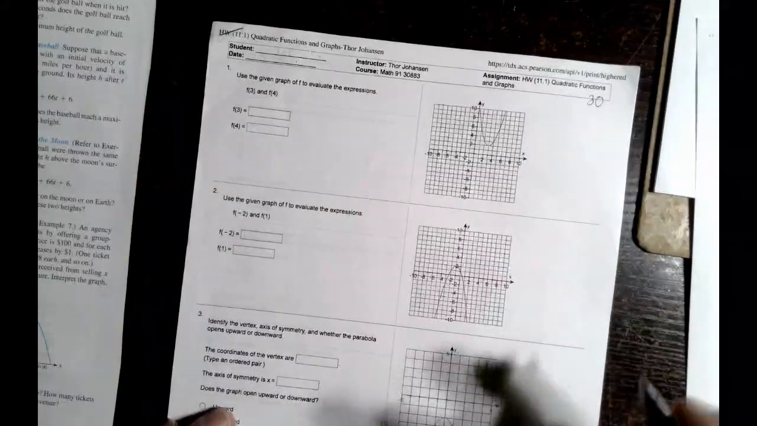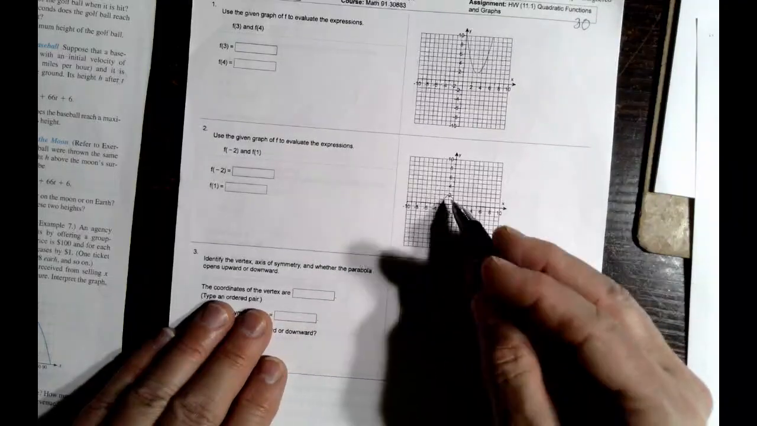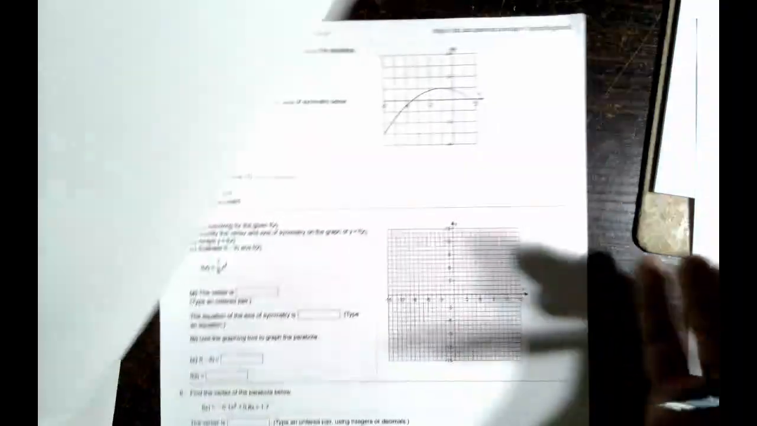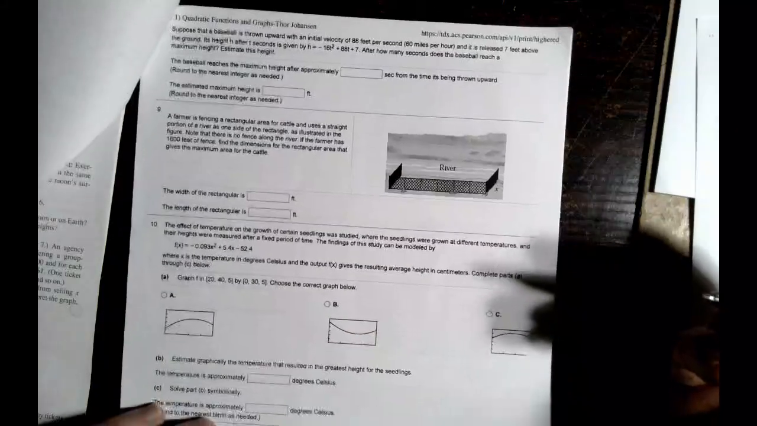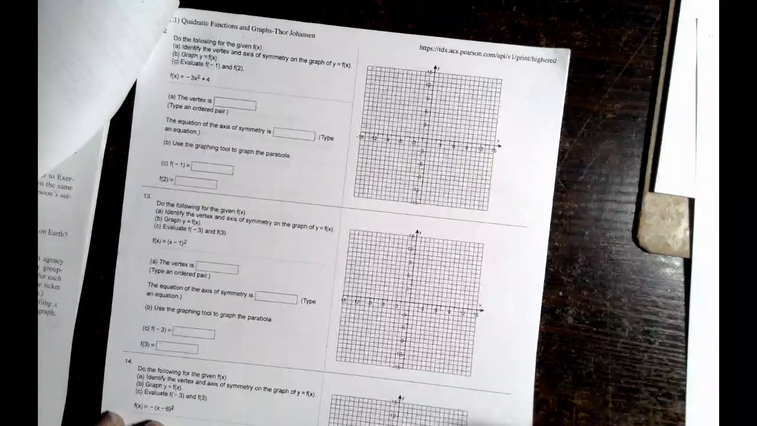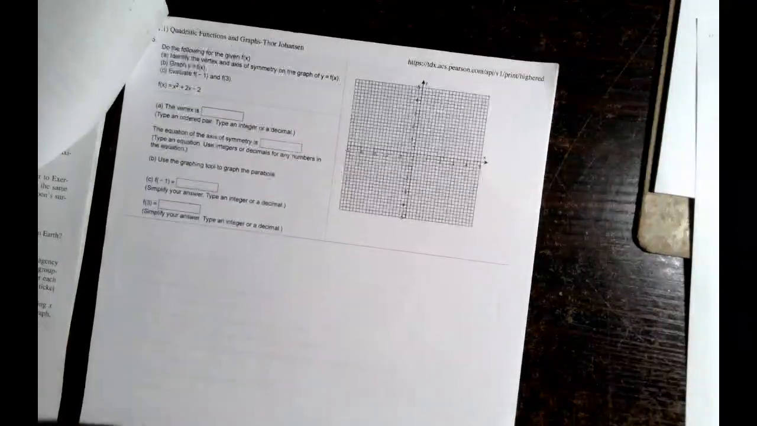Alright, so on most of these here, they ask you to find the vertex, the axis of symmetry, whether it points up or down. Remember, if it points down, A is negative. If it points up, A is positive. The vertex is negative B over 2A and f of negative B over 2A. And then everything else is the same. It's just over and over asking you to do the same thing over and over again. So it's just a matter of finding the vertex.